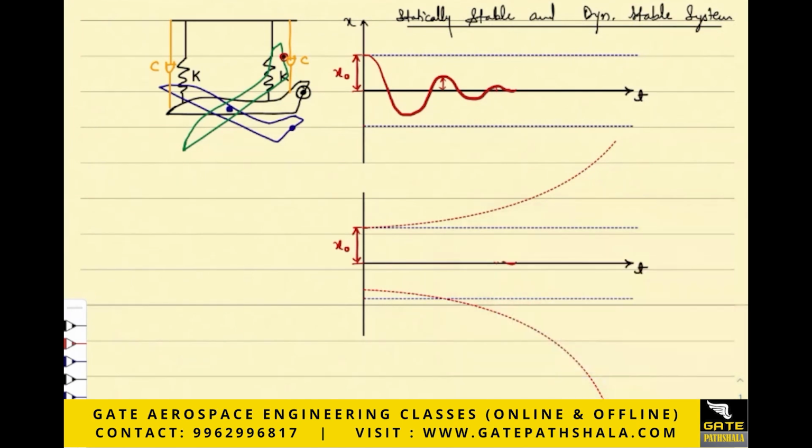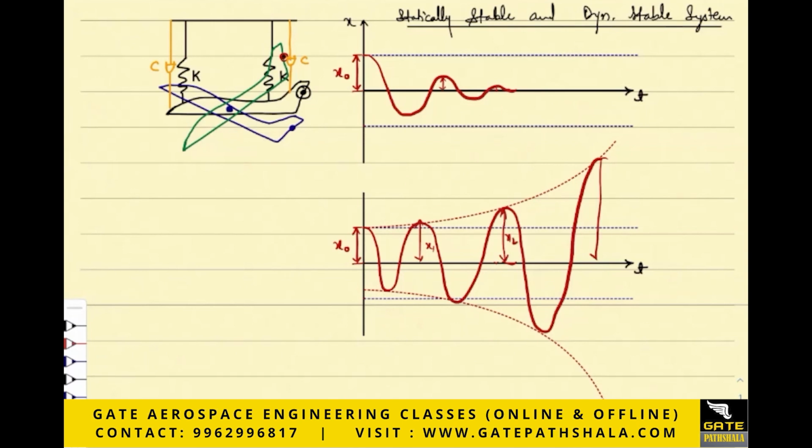So the amplitude of oscillation, hope you can see, I took the lesser one here. Okay, need not be less also, it can be more also. So the amplitude of oscillation is increasing. This is like x naught, then you can write x1, this x2, this x3, and so on.